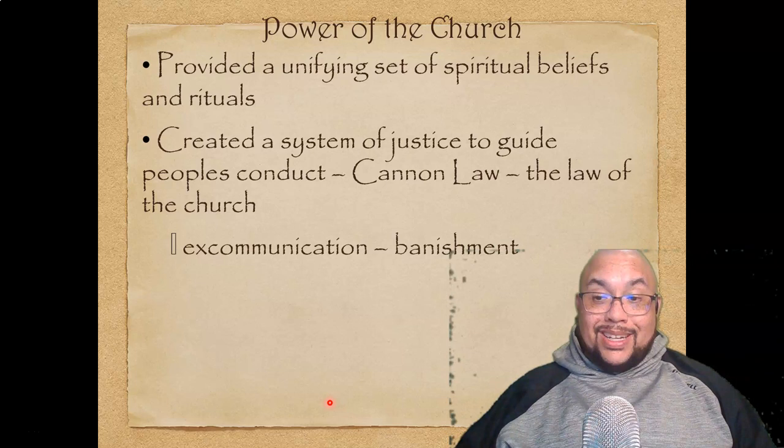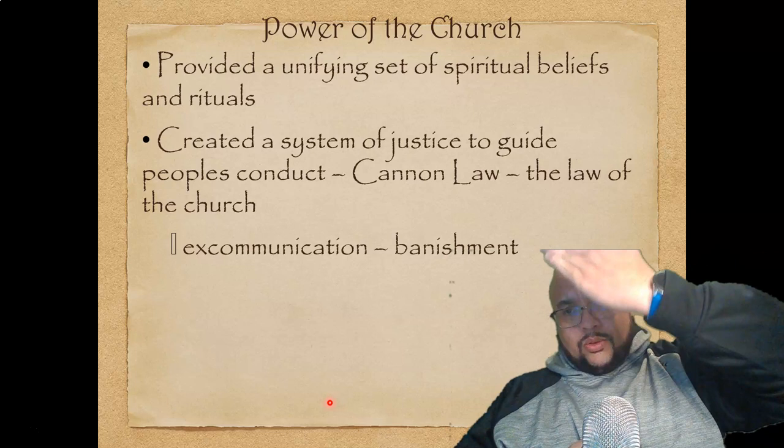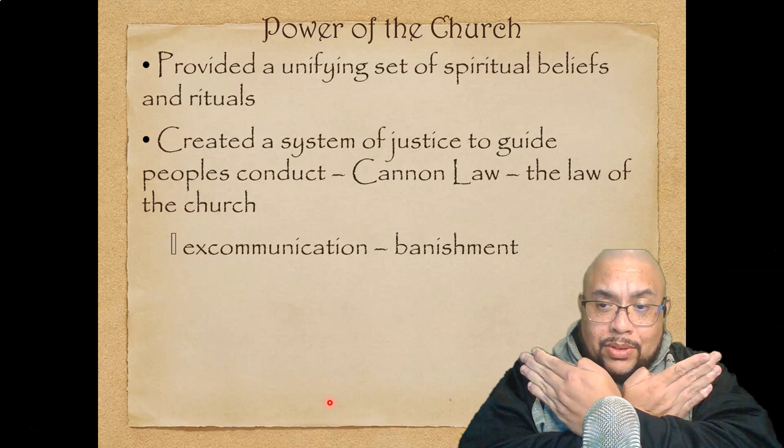There is no separation of church and state here. It's sort of an intermingling. They call it the two sword analogy. On one sword, you have the church, and on the other sword, you have kings and queens and dukes and earls and all that stuff. And they were supposed to have equal power between the two.